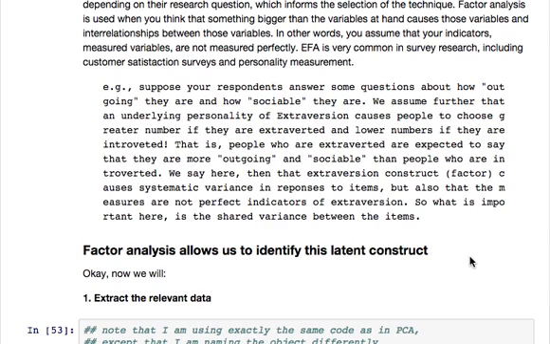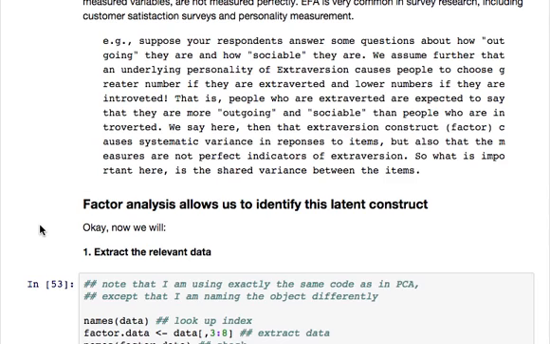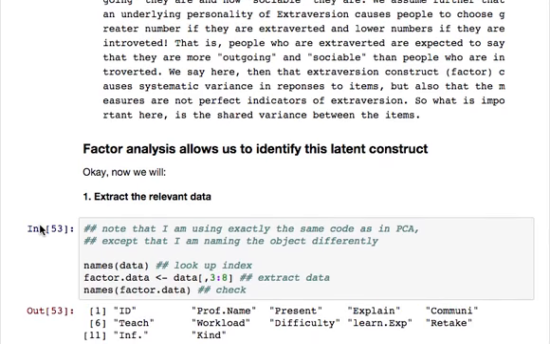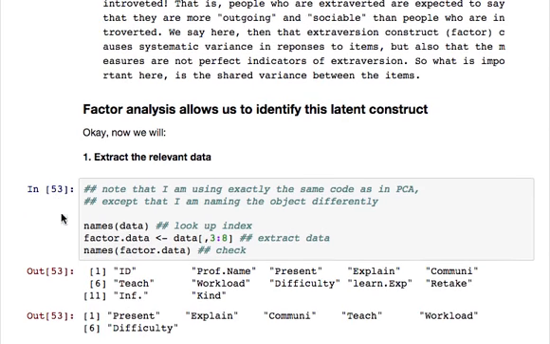So how to do this? We're going to be looking at the professor's data once again, essentially looking at the students' evaluations and seeing how those evaluations cluster together. In here, I'm using the same exact code for PCA, except that I'm creating a new object that's called factor data. This is just used for the convenience to separate the exploratory factor analysis lecture from the principal components analysis lecture.